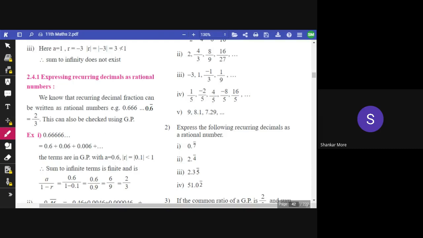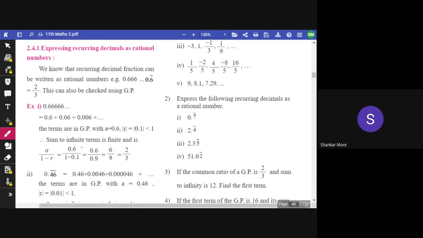Okay, chalo, theek hai. So how do we express recurring decimals as rational numbers? We know that 0.666 and so on can be written as 2 by 3. This can be checked using geometric progression. See, 0.666 can be written as 0.6 plus 0.06 plus 0.006 plus 0.0006 and so on. It can be written like this.